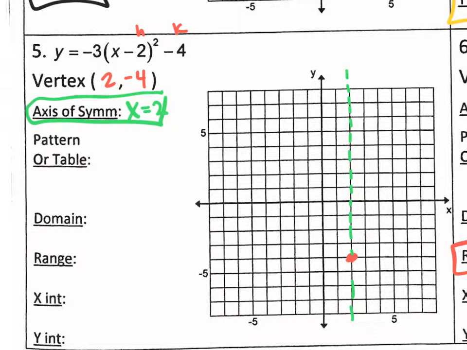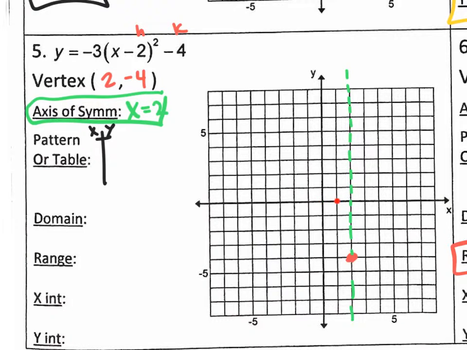Do you want to use an XY table or a pattern? Or do you want to do both so you can see and choose which one you feel more comfortable with? Both. All right, let's do both. If I go for an XY table, I need to plug in some numbers that are close to the axis of symmetry x value. The axis of symmetry is x equals 2. So give me two numbers that are close to 2.